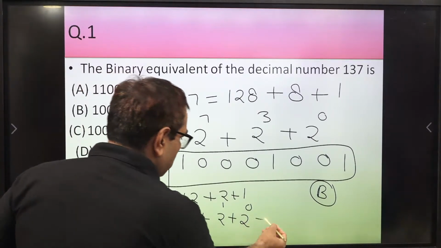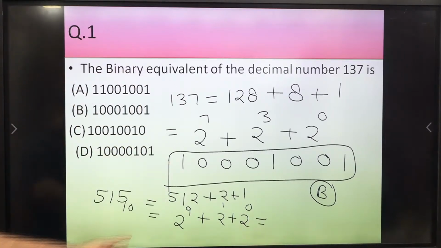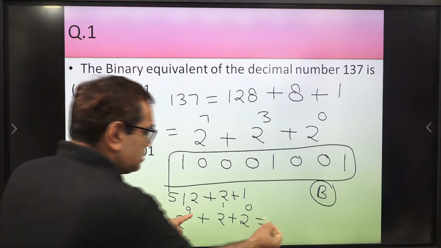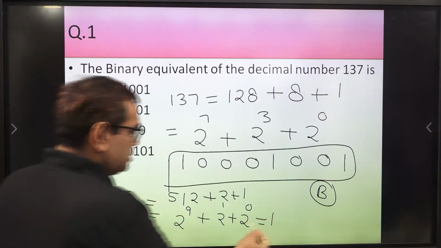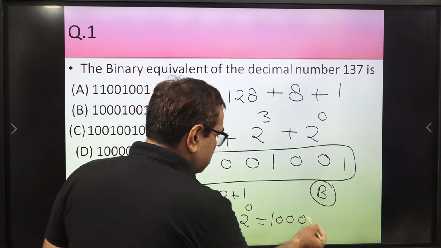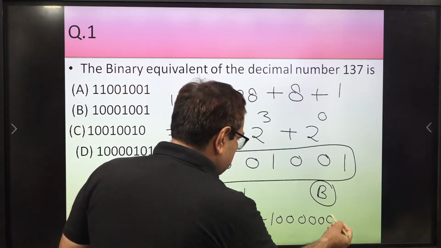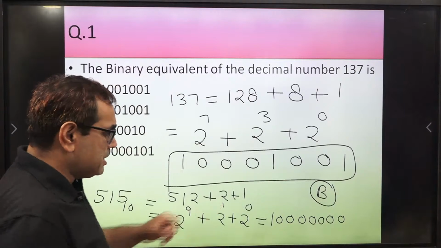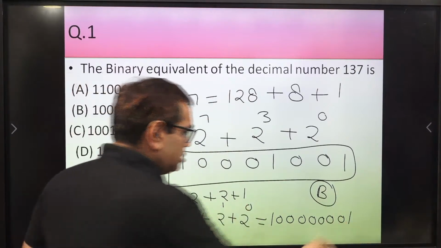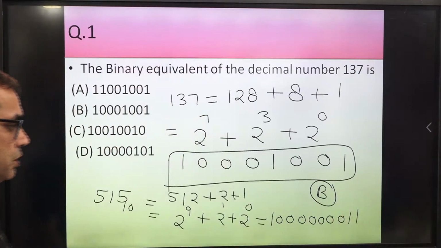Now starting from power 9, 9 is present. Now 8 is missing, 7 missing, 6 missing, 5 missing, 4 missing, 3 missing, 2 missing. Now 1 is present, and 0 is present, so 1. So this will be the binary equivalent of this number. You can use this method to convert decimal numbers into their binary equivalent.